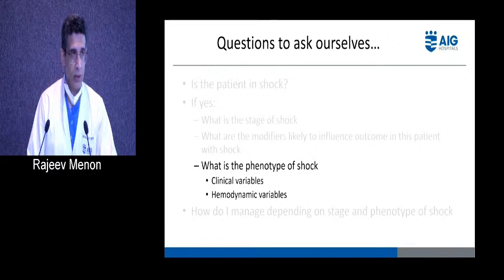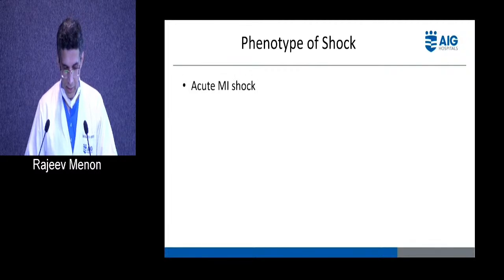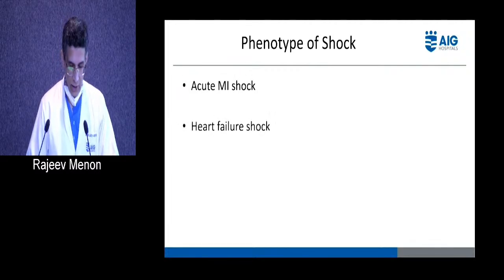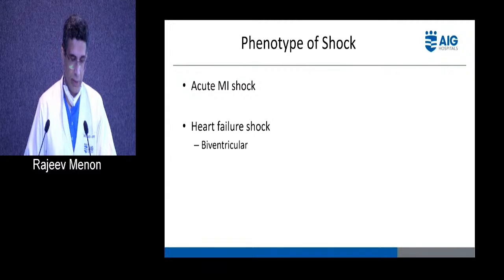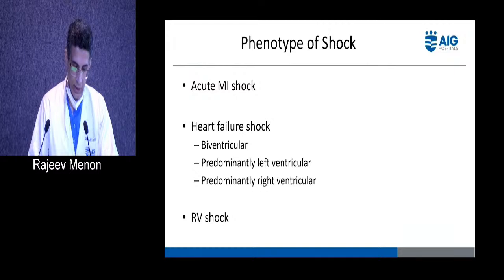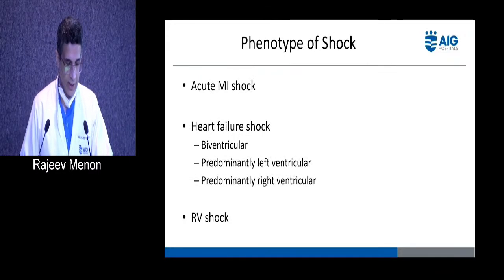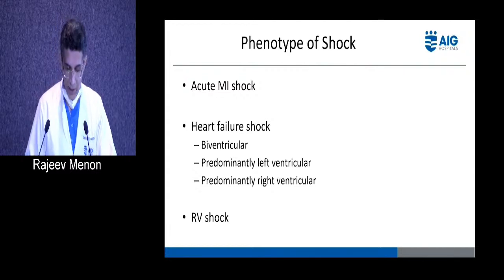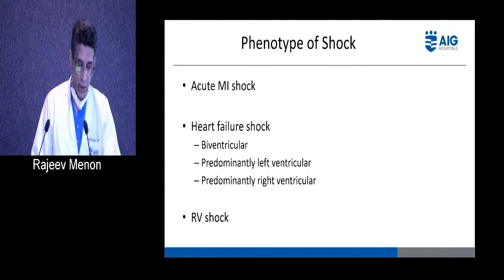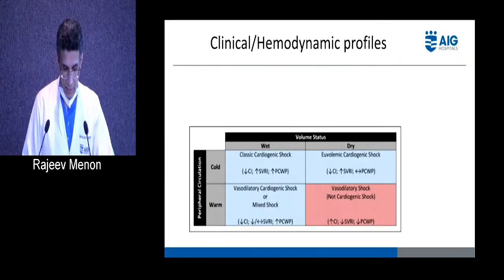Now we look at the phenotype of the shock. What are the clinical variables and the hemodynamic variables? So it could be an acute MI shock, it could be a heart failure shock, which could be biventricular, or predominantly left ventricular, or predominantly right ventricular, or it could be primarily a right ventricular shock, because the management changes. The reason why we need to look at the phenotype of shock is the treatment varies. The choice of inotrope as well as the choice of the mechanical support, which we'll see a bit later, varies depending upon the phenotype of shock.